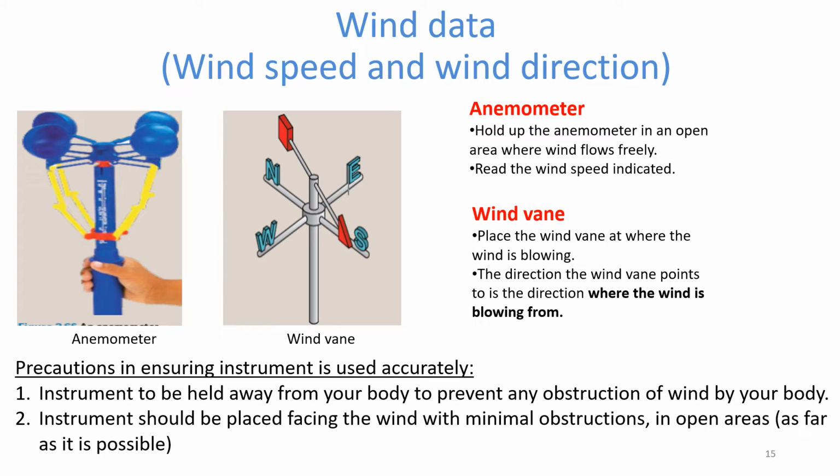Generally, for wind data, instruments should be held away from your body to prevent any obstruction of the wind flow. Similarly, it should be positioned in a place that is open as far as possible to prevent any obstruction of wind. Another thing to take note, especially for the wind vane, will be that the wind vane points to the direction to where the wind is blowing from.